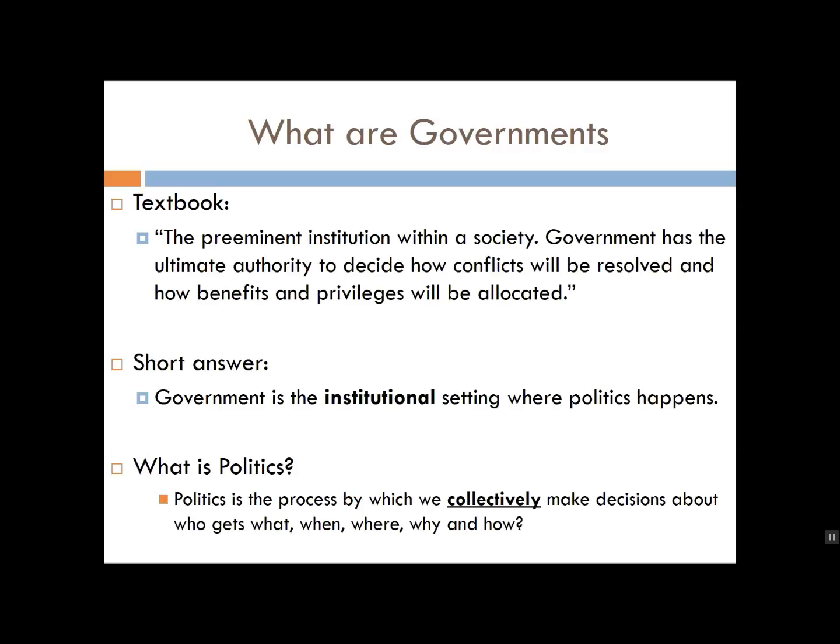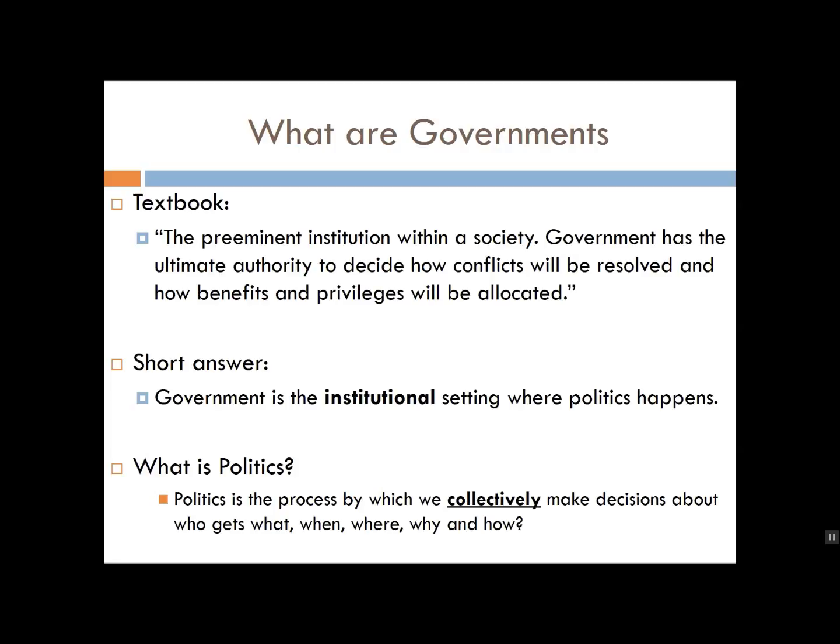Either way, the moment you've got a group of individuals interacting to make collective decisions about who gets what, when, where, why, and how, that's politics. Making those types of decisions individually is not politics. It must be collective.